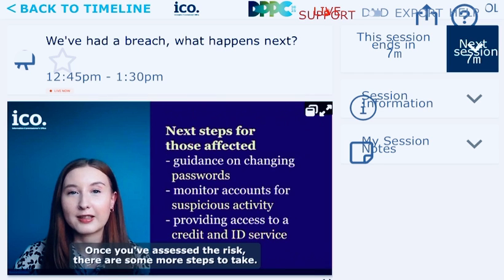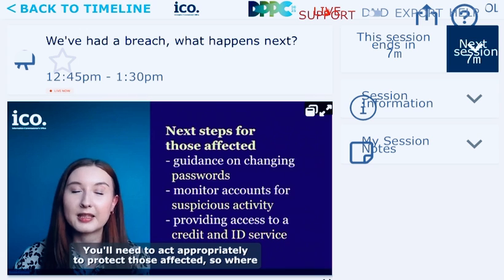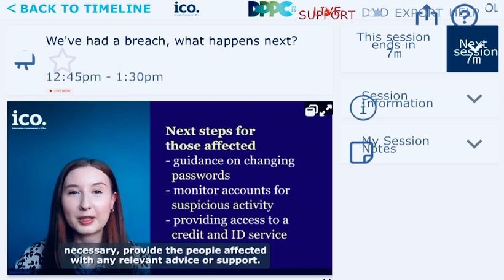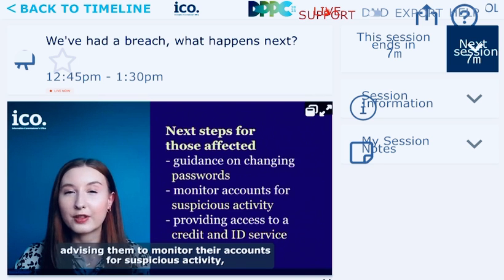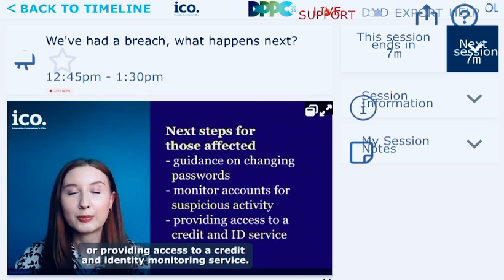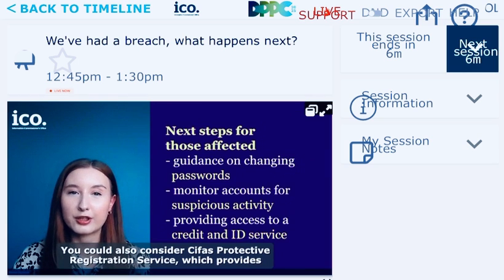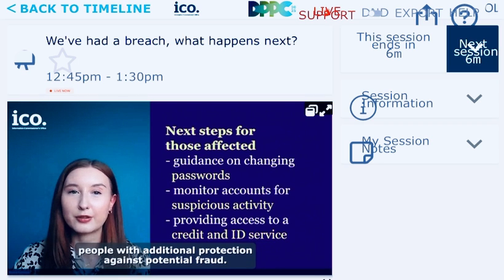Once you've assessed the risk, there are some more steps for you to take. You'll need to act appropriately to protect those affected. So where necessary, provide the people affected with any relevant advice or support. This might include guidance on changing their passwords, advising them to monitor their accounts for suspicious activity, or providing access to a credit and identity monitoring service. You could also consider CIFAS Protective Registration Service, which provides people with additional protection against potential fraud.